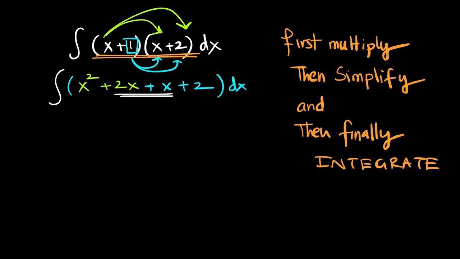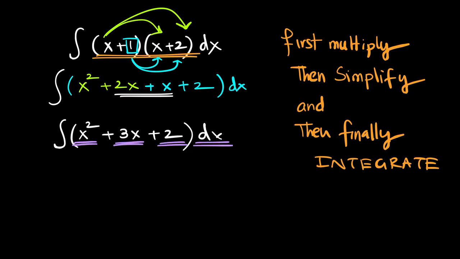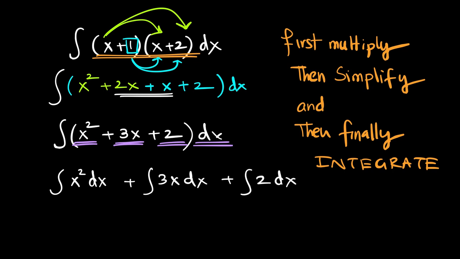These two like terms will be added. What do we have? X squared plus 3x plus 2. Now we will integrate each term with respect to x. Let's first write it out. We will integrate x squared. We will integrate 3x. We will integrate the constant 2.